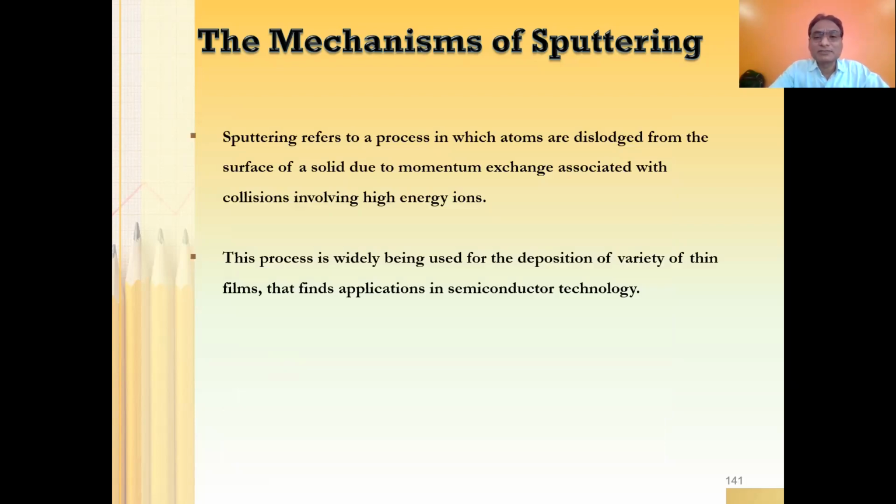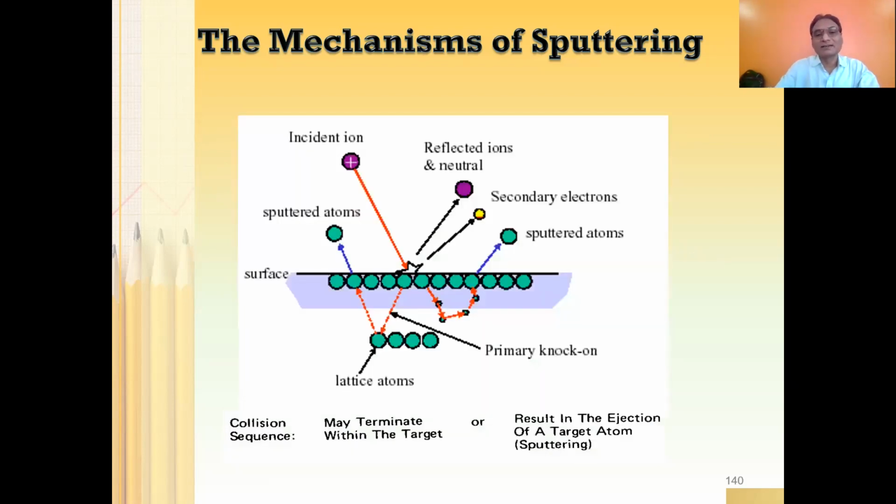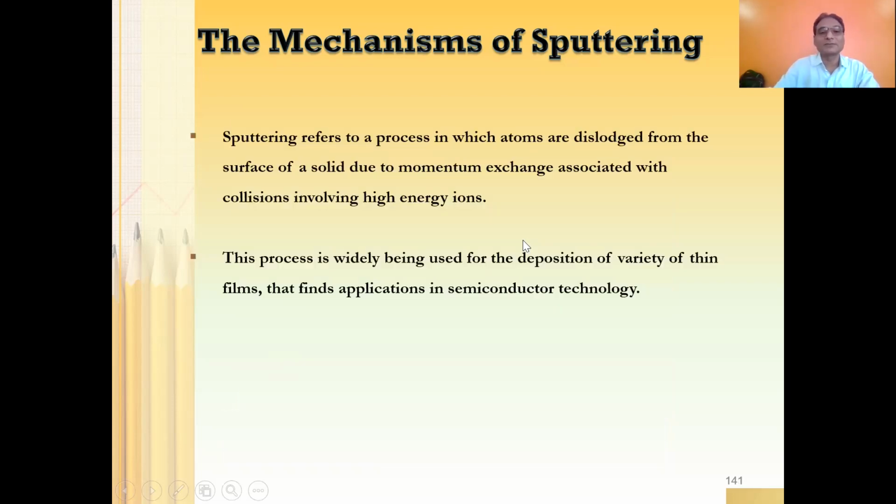Sputtering refers to the process in which atoms are dislodged from the surface of a solid due to momentum exchange associated with the collision involving high energy ions. So when the high energy ions bombard, there will be an exchange of momentum. This exchange of momentum will be responsible for dislodging one or two atoms, and this is what you call sputtering.